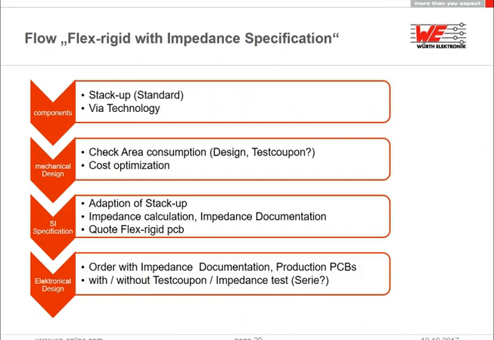We can produce a PCB, and the question is whether that's produced with or without test coupons, and whether we have to perform an impedance testing measurement or not. Maybe only for prototypes, but not for serial volumes. So that's part of a discussion, and it's of course important for the cost optimization.